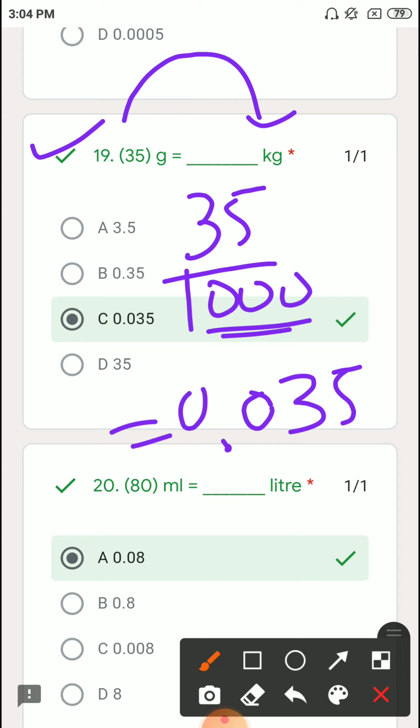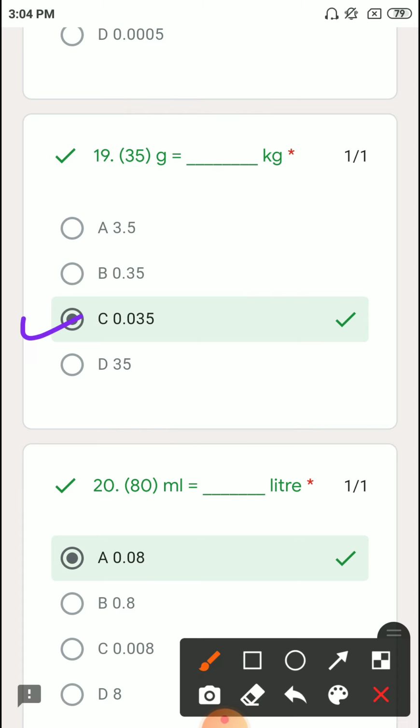Okay, 35 gram is equal to how many kilograms? So 35 divided by 1000. Now in denominator we have a total of 3 zeros, so in numerator before 3 digits we need to put a decimal point, right? So here we have only 2 digits, 3 5, so put one extra 0 before the decimal point, so 0.035. So here our answer is option C.